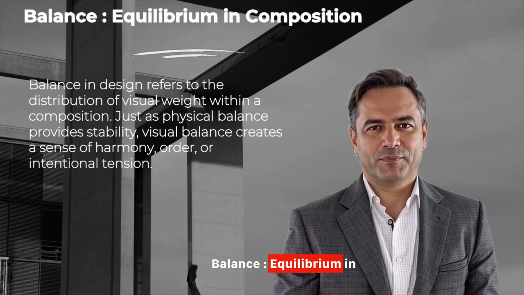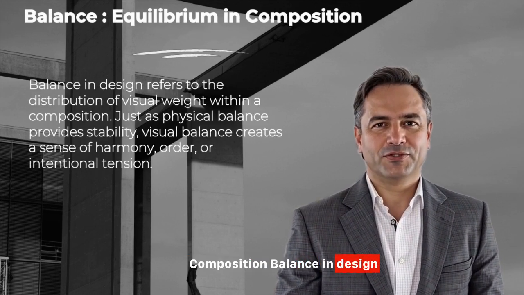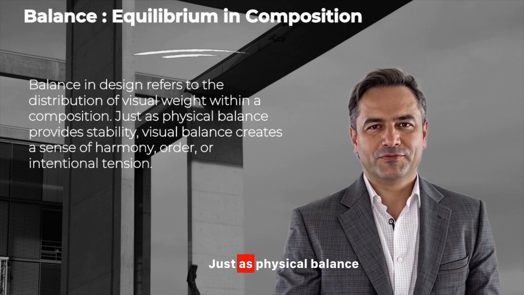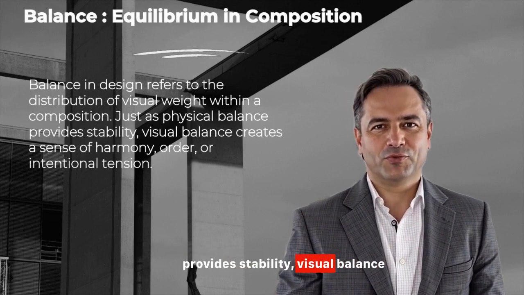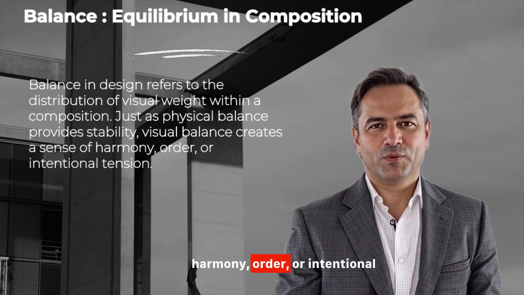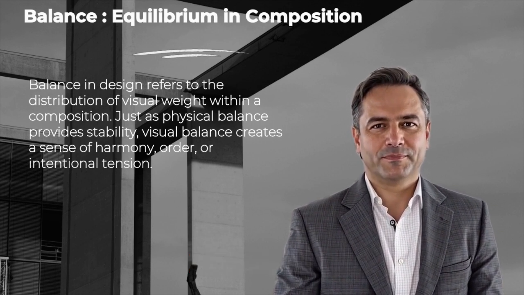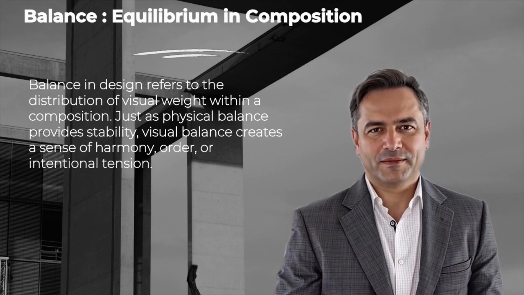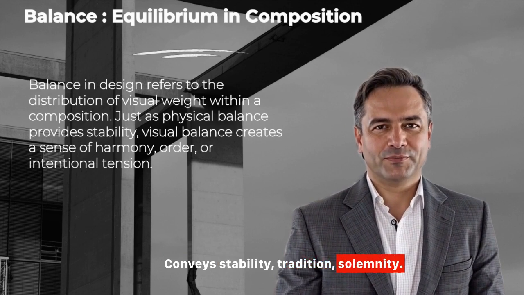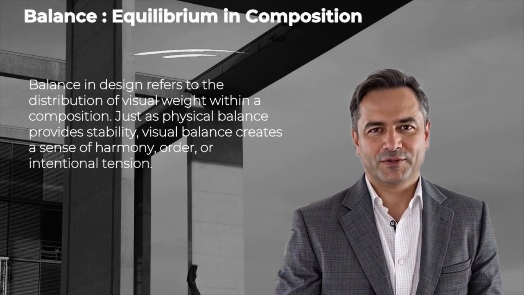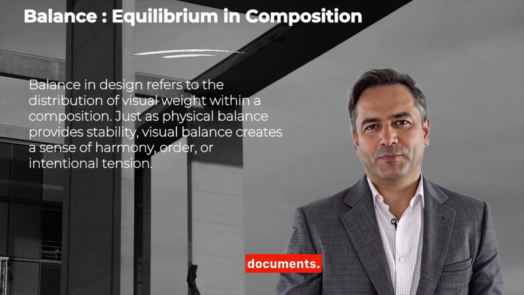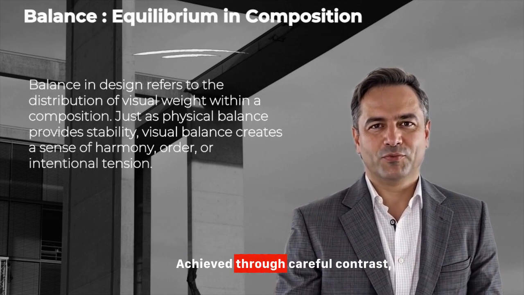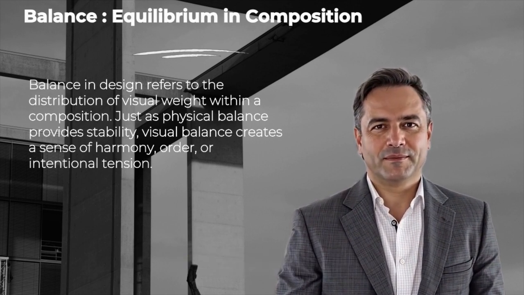Balance, equilibrium in composition. Balance in design refers to the distribution of visual weight within a composition. Just as physical balance provides stability, visual balance creates a sense of harmony, order, or intentional tension. Types of balance: symmetrical balance, mirror-like, formal, conveys stability, tradition, solemnity, common in logos, architecture, e.g. Greek temples, formal documents. Asymmetrical balance, informal but equally weighted, achieved through careful contrast, color, and positioning, more dynamic and modern.